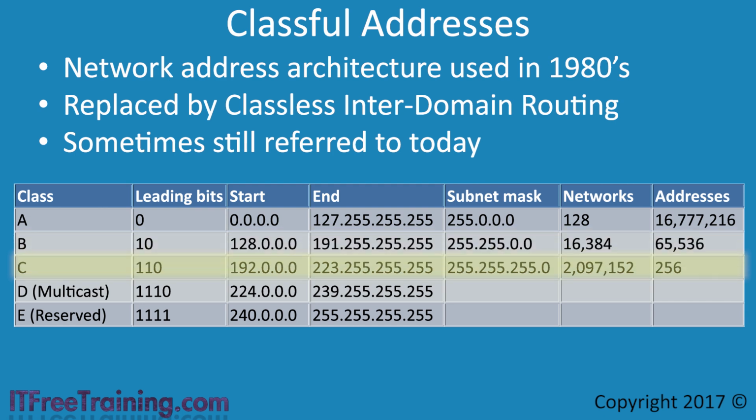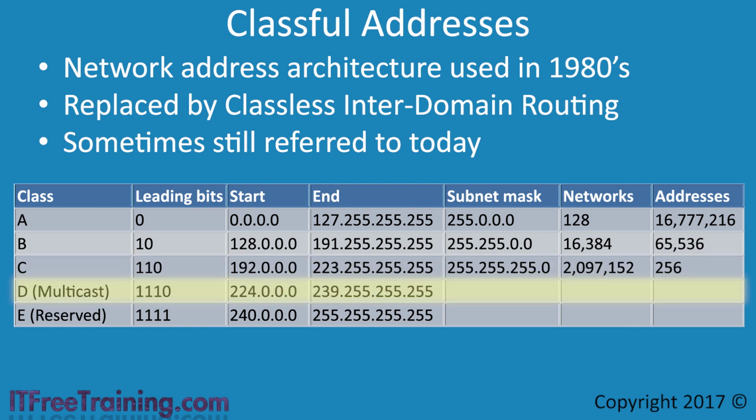The next class is C. All IP addresses that start with 110 are Class C. This means any address starting with 192.0.0.0 through to 223.255.255.255. This gives over 2 million networks with 256 addresses per network.